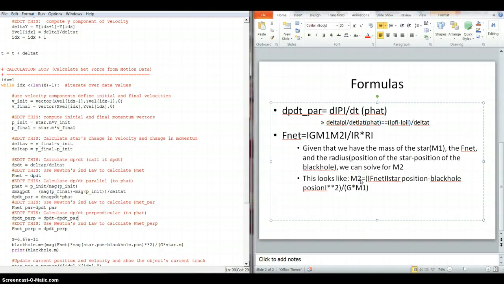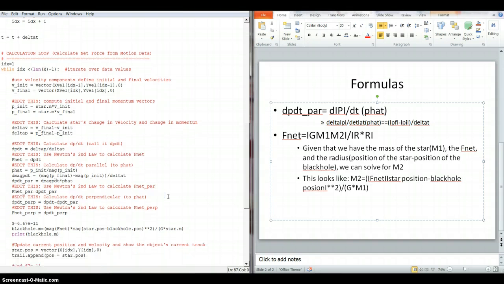M2, which is going to be the mass of the black hole, looks like the magnitude of the net force times the magnitude of the star's position minus the black hole's position squared, because that's the radius, divided by the gravitational constant times mass 1. This was simply found by rearranging this formula here. In our Python program, we have it written here: the magnitude of the net force times the magnitude of the star's position minus black hole position squared divided by the gravitational constant times the star's mass. The gravitational constant was inserted first so that the program would know what to do with it.